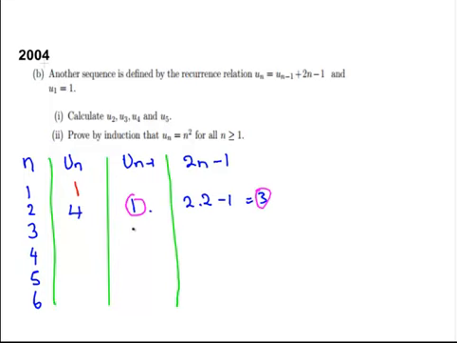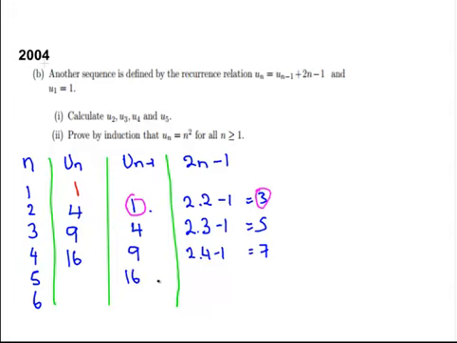Now, when n is equal to 3, 4 is the previous value of the sequence. 2 times 3 minus 1, that's 6 minus 1, which is equal to 5. So 4 plus 5 is equal to 9. And again, for the next term of the sequence, the previous value was 9. 2 times 4 minus 1 is equal to 7. So 9 plus 7 is equal to 16.